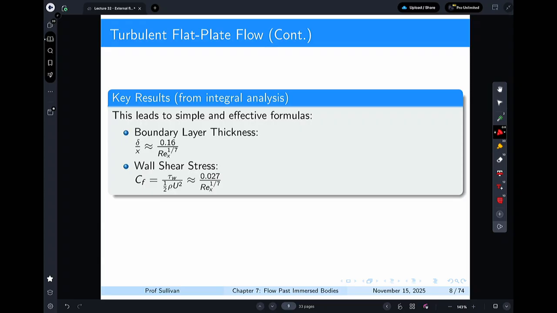So we have a set of practical formulas, and these are approximations. These approximations are that delta over x goes as 0.16 Reynolds number to the 1/7, and the coefficient of friction, which is wall shear stress over a kinetic term, is basically 0.027 over Reynolds number to the 1/7.